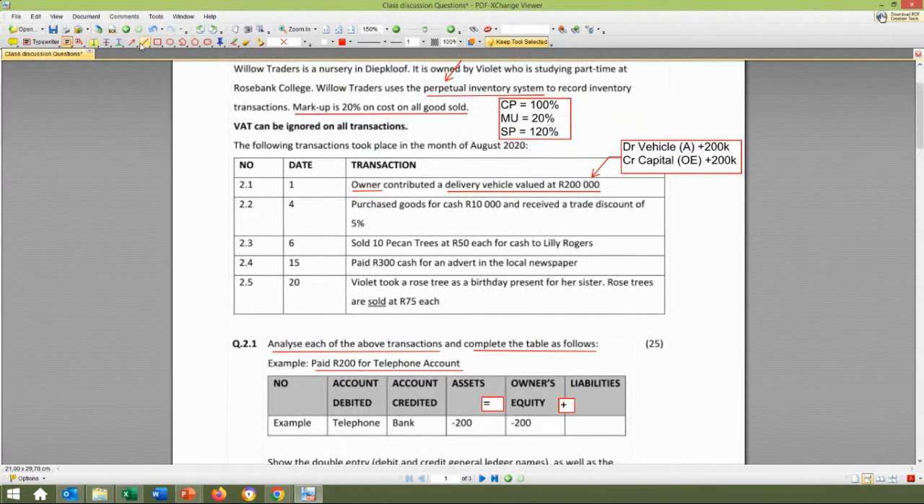Okay, let's read the second transaction. 2.2: on the 4th, we purchase goods for cash. Very important, cash. It's not for credit. For 10,000 Rand, and received a trade discount of 5%.